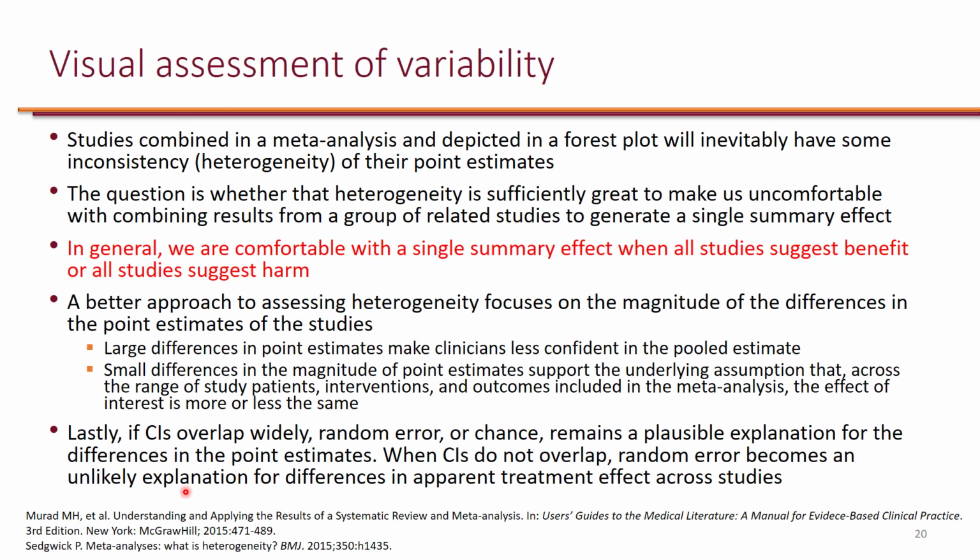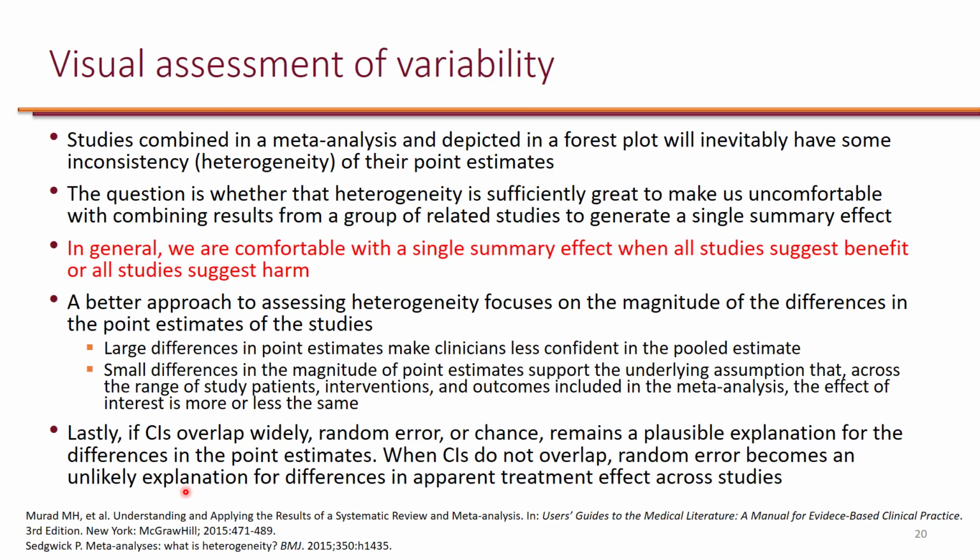As you know by now, the results of a meta-analysis will be displayed in a forest plot. We can actually look at the forest plot to look for inconsistency or heterogeneity of the point estimates in the different studies, and that way we can visually assess for variability or heterogeneity. In other words, when we visually assess for heterogeneity, we're eyeballing the forest plot. The question is whether the heterogeneity is sufficiently great to make us uncomfortable with combining results from a group of related studies to generate a single summary effect.